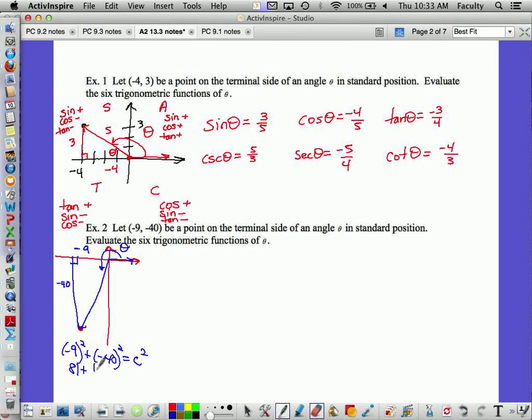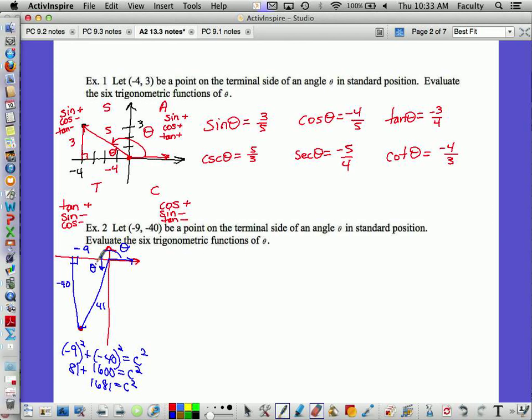40 times 40 is 16 with 2 zeros. All right, I don't happen to know this one off the top of my head, but if you have your calculators with you, let's do the square root of 1681. 41.